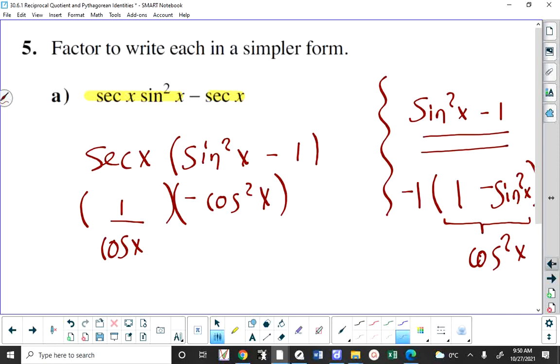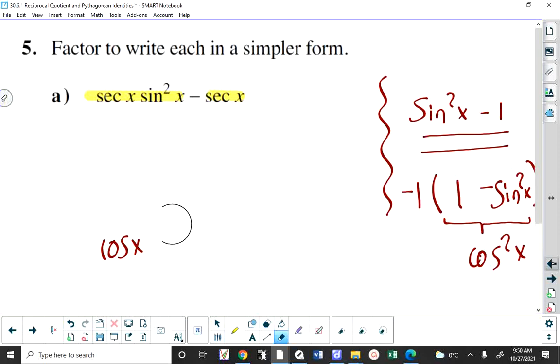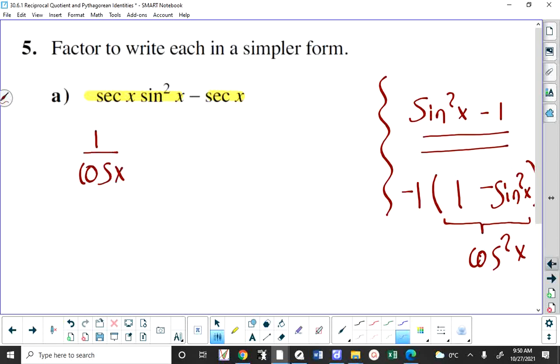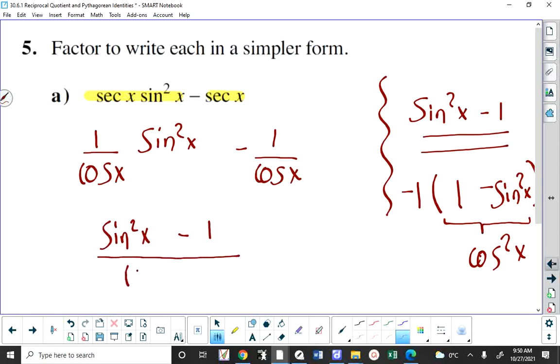Now, what Sienna did is she converted everything to sines and cosines. So she wrote 1 over cosine times sine squared of x, minus 1 over cosine, and put them together with a common denominator. She recognized they're both over cosine of x, and she has sine squared of x minus 1 over cos of x. And I think what you did is you put in 1 minus cos squared for sine squared.